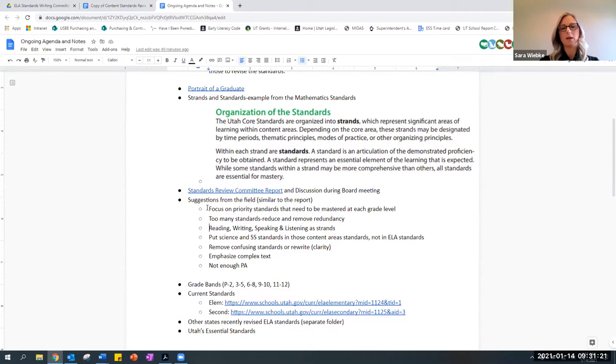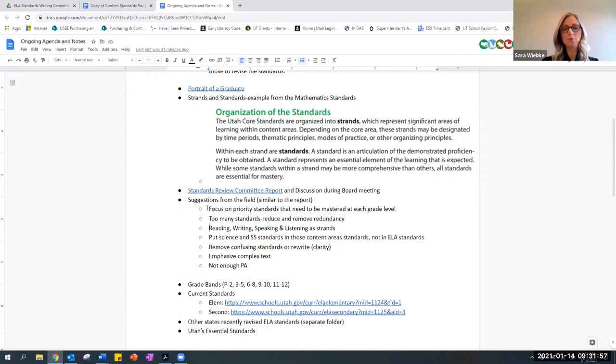As far as strands, they were thinking a reading strand, a writing strand, and then a speaking and listening strand. They requested that we put the science and social studies standards within those content area standards and not in the ELA standards. Also remove any confusing standards, or rewrite them if we feel they're important but need to be clarified. We often hear that if a standard is written so poorly that teachers don't understand what it means, they basically just don't teach it. So it's probably not one that's being taught even now.